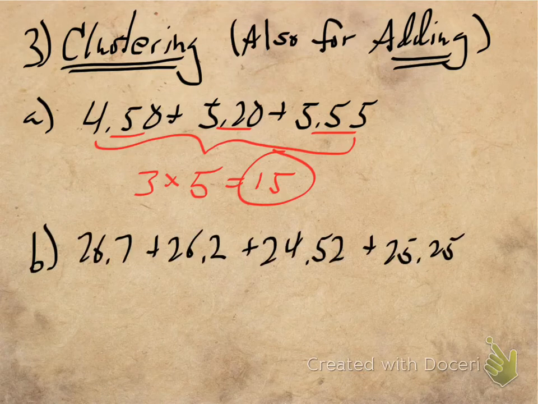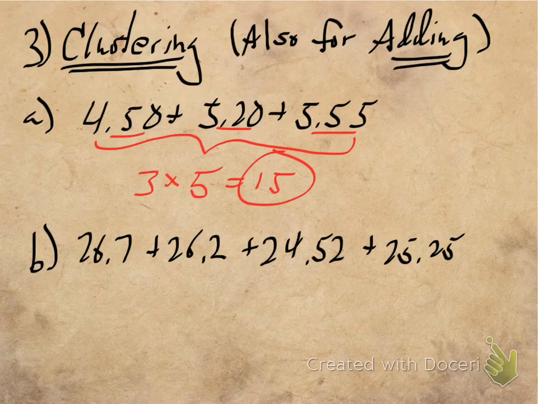Suppose I give you a little bit harder example, 26.7 plus 26.2 plus 24.52 plus 25.25. Go ahead and pause the video and use clustering and come up with an approximate sum. And you don't have to spend a lot of time on this. You can pick the obvious number to cluster to, and I think you'll be able to get an answer very quickly. All right, I'll see you in just a few seconds.